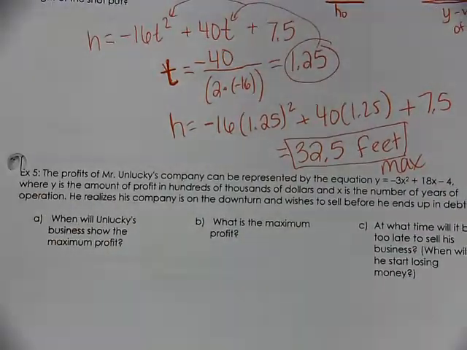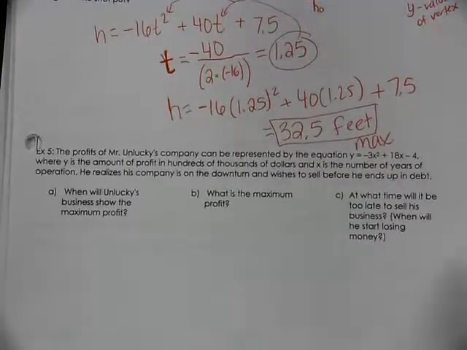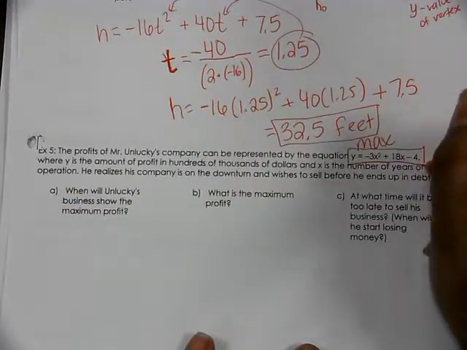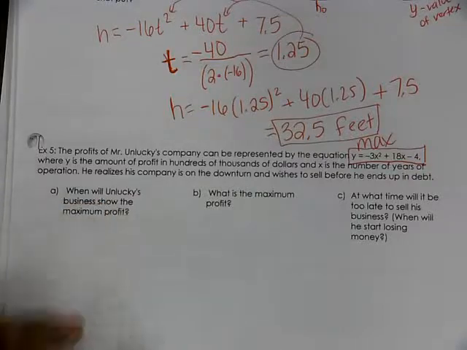All right, and then we have one more we're going to finish up with. So the last one, it's the same idea with maximums or minimums, but this time it gives us an equation to work with rather than using the model. So it says using that equation, the profits of Mr. Unlucky's company can be represented by this equation, where y is the amount of profit that he's earning in hundreds of thousands of dollars, and x is the number of years that he's operating for. He realizes his company is on the downturn and wishes to sell before he ends up in debt. So he's trying to figure out when he got to the maximum profit and what it was. So it says, when will Unlucky's business show the maximum profit?